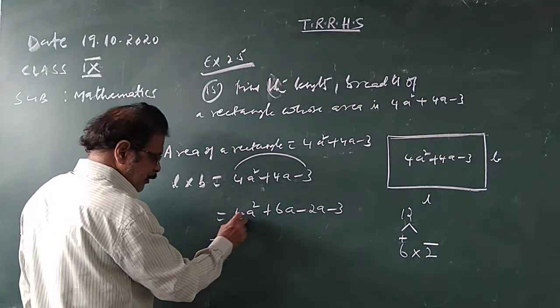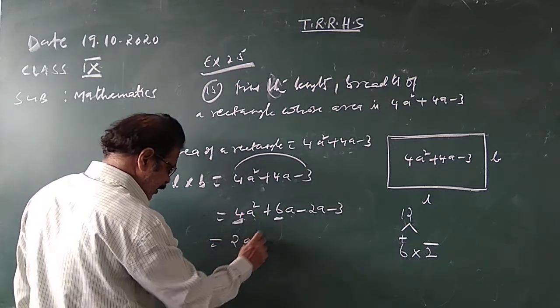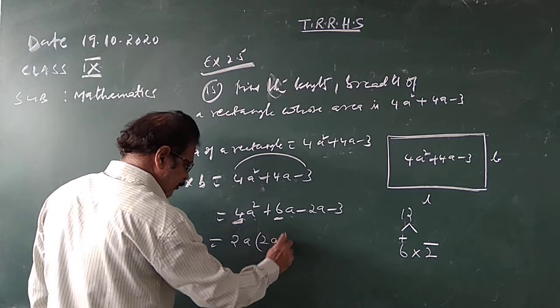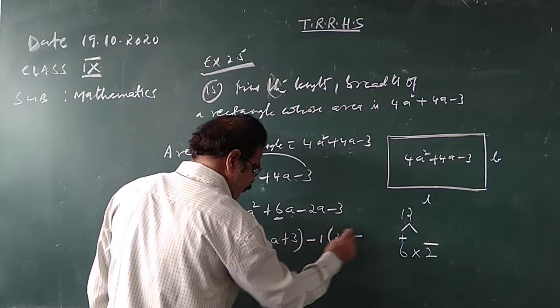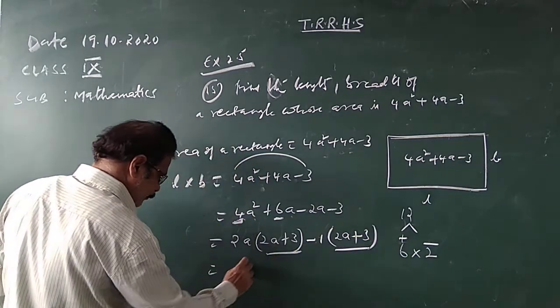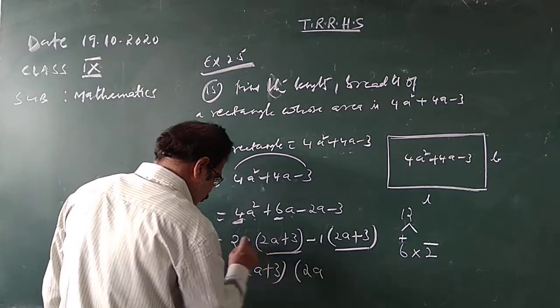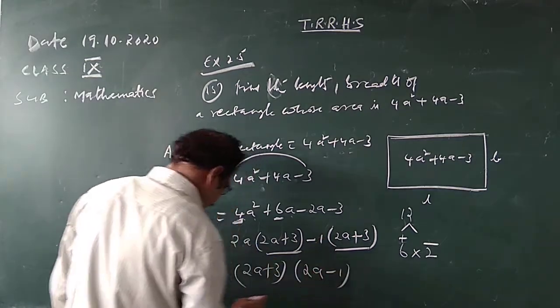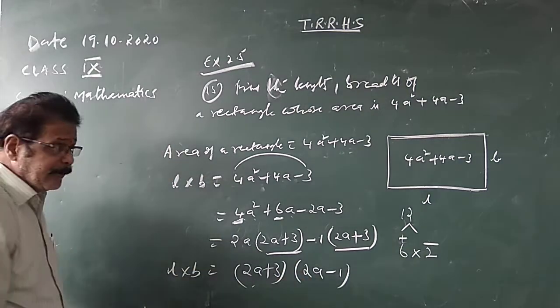2 table will go, multiple. 2a common from the first two terms, 2 2s are 4a. From the last two, minus 1 common: 2a minus 2 plus minus 3. 2a plus 3 is common. Next, with 2a here, what is left? Minus 1. So L into B is equal to 2a plus 3 into 2a minus 1.